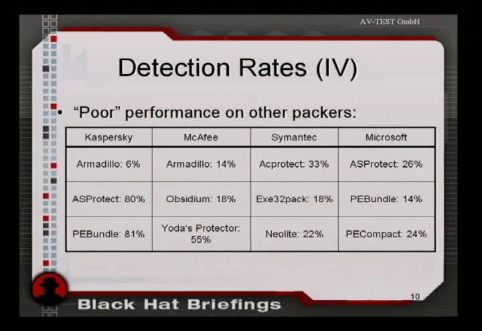Next slide is basically the other side. This is the poor performance on packers which aren't commonly found in the whitelist. Again, let's have a look at Symantec. When you remember, they had an average rate of about 60%, and on these packers, they only detected 33% of the samples we used, just 18%, 22%. And the same is true for most of the other products again.